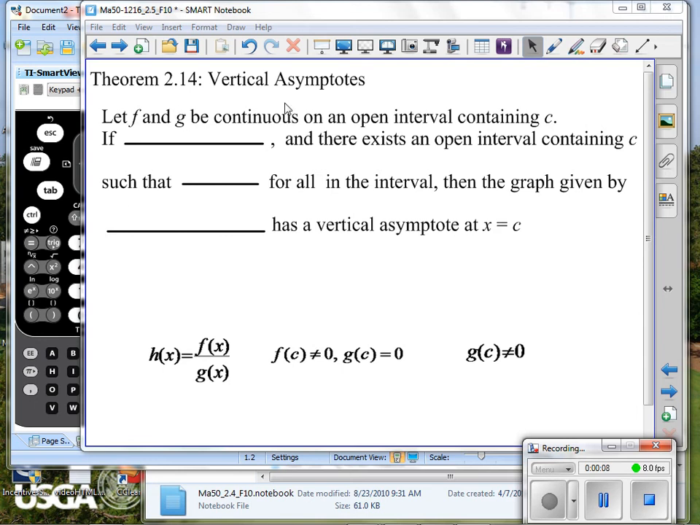Let f and g be continuous on an open interval containing c. If blank, then there exists an open interval containing c such that blank, for all x in the interval, then the graph given by blank has a vertical asymptote. What do you think goes in the first? Which of these? Or what goes in here? Or maybe you want to choose this one.